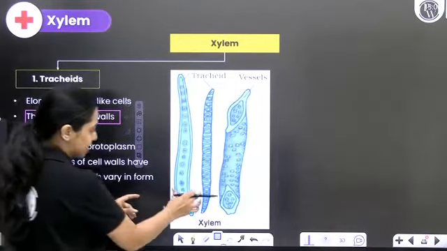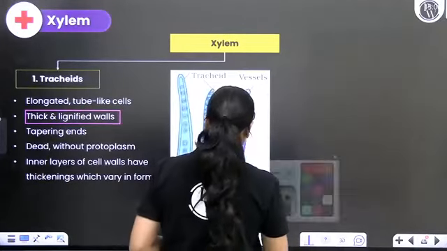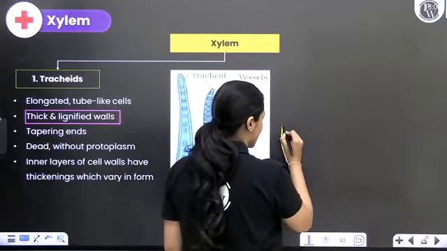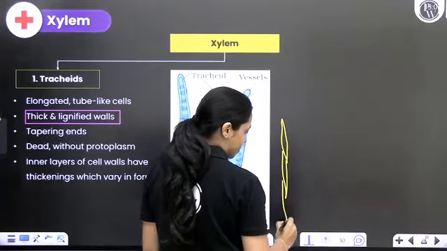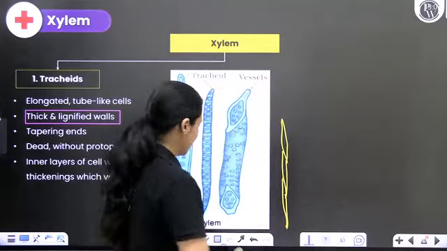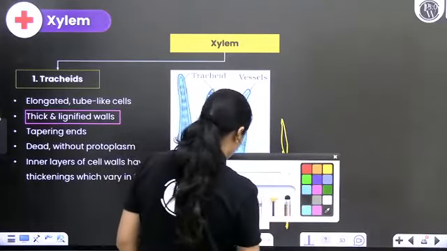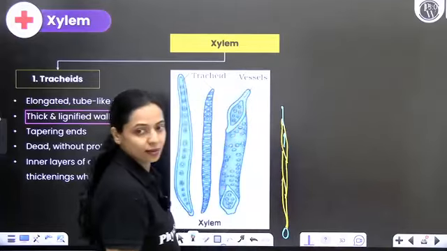These cells, these tracheids, will line end to end. Okay, how they form a tissue, I'll show you. So if this is one cell, this will be the other cell, this will be the other cell, like that it will form a long tube. Through this tube, water transport will take place.